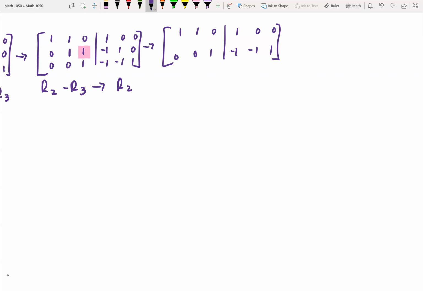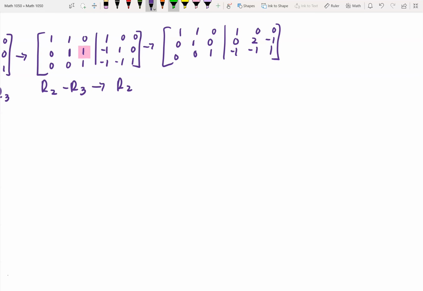Row 2 minus row 3. 0 minus 0, 0. 1 minus 0, 1. 1 minus 1, 0. Negative 1 minus a negative 1. That's a negative 1 plus 1, which is a 0. 1 minus a negative 1. That's 1 plus 1, which is a 2. 0 minus 1, negative 1.